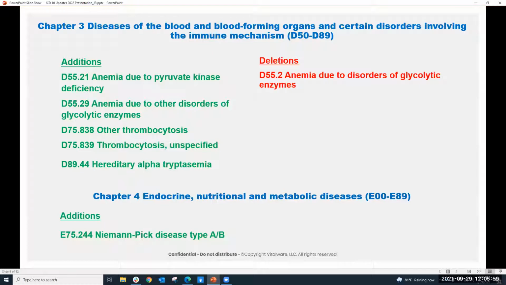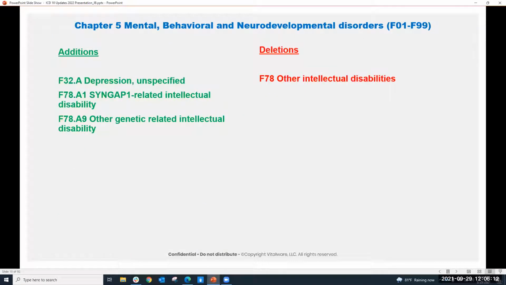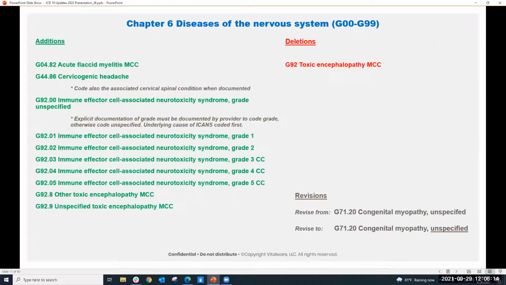Chapter 4, we have 1 addition. Chapter 5, mental, behavioral, and neurodevelopmental disorders, we have 1 deletion, and this has been expanded upon in the additions, and we have 3 additions. All right, next slide, chapter 6, diseases of the nervous system. We have 1 deletion, and this has actually been expanded upon in the additions.